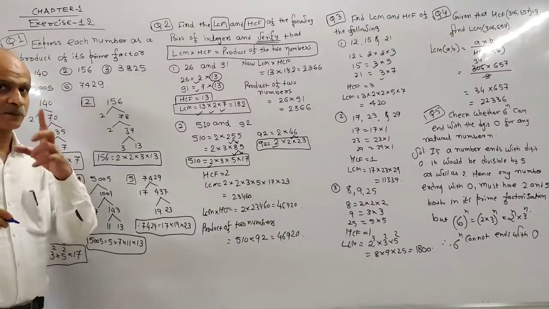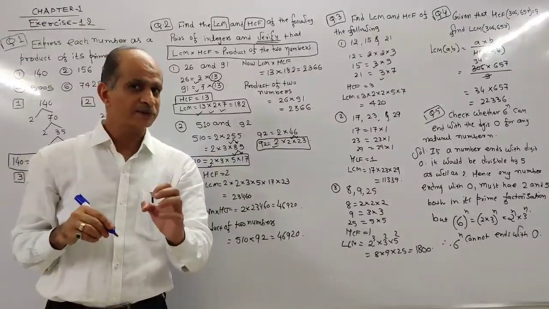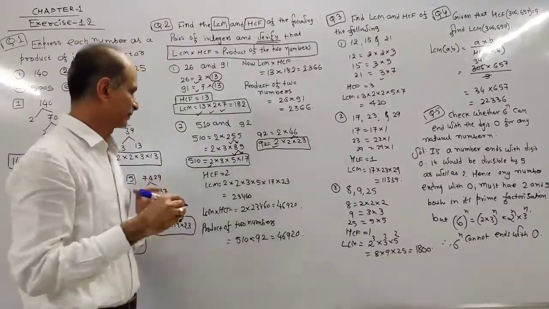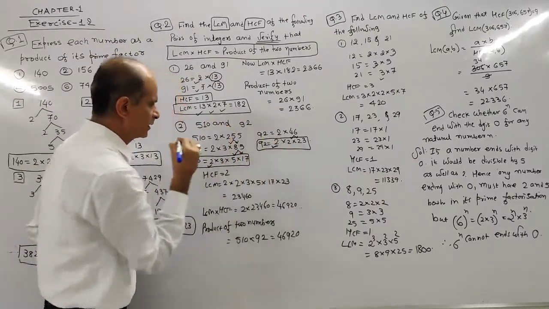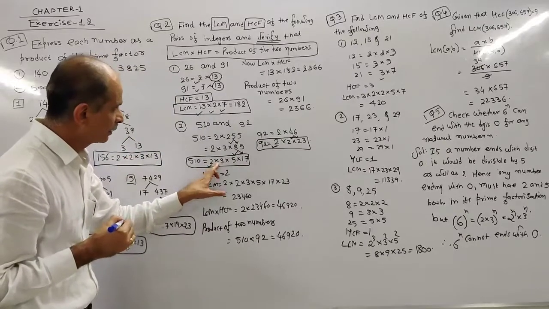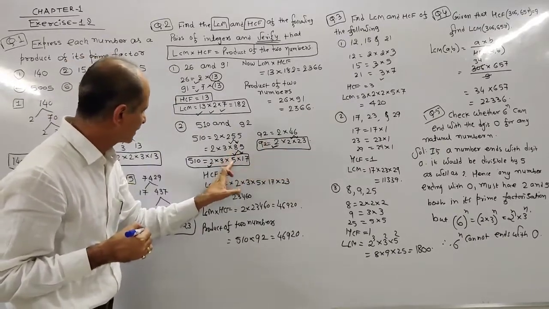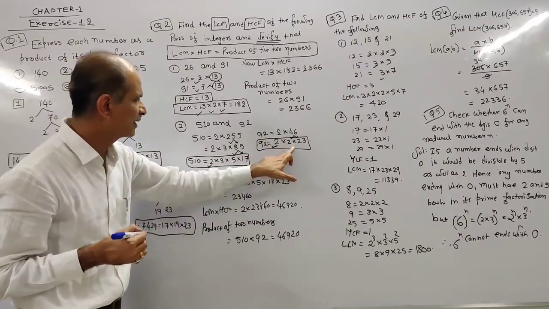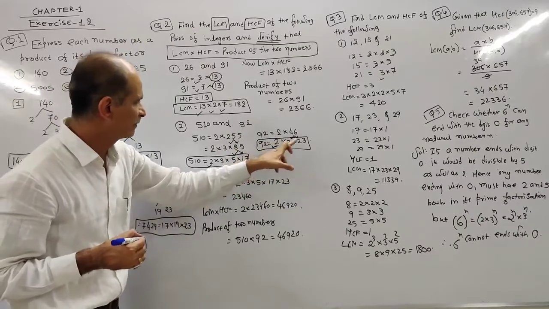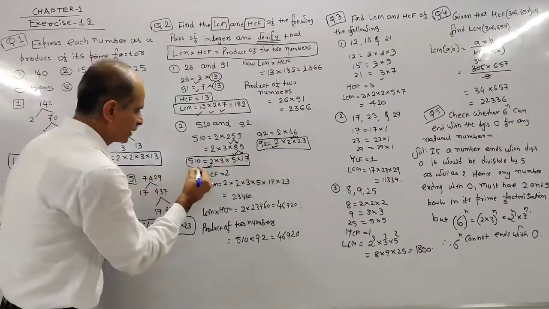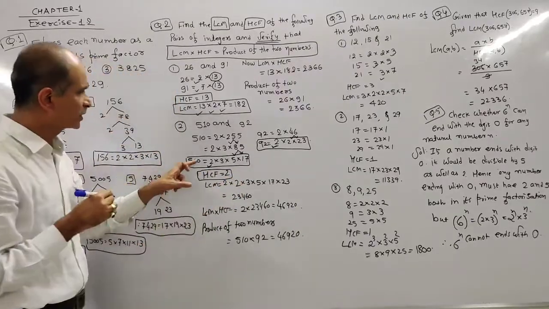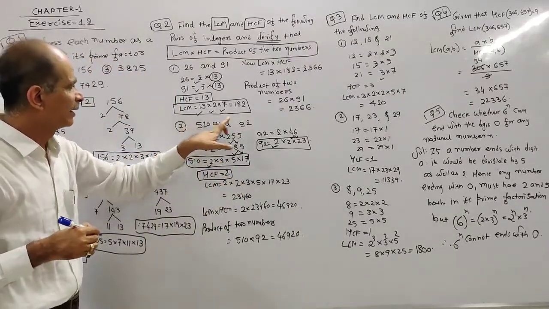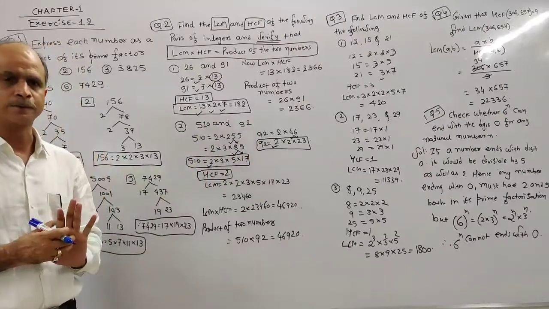Now your aim is to find out HCF. HCF means the common factors from these two. You know, 2 is there in 510 and 2 is also there in 92. 3 is there, but here 3 is not there. 5 is there in 510, 5 is not there in 92. Even 17 and 23 are not common. So only one thing is common, and that is 2. So actually the HCF of these two numbers, 510 and 92, is 2.